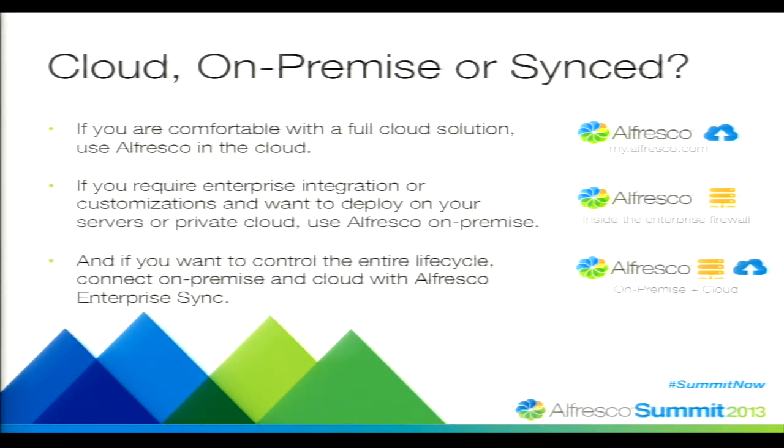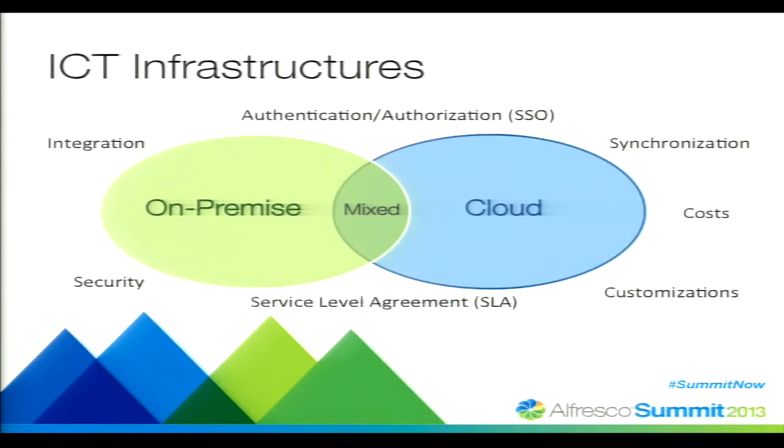And finally, if you want to manage the entire life cycle, connecting on-premise and cloud services, then in this case, you have to have a mixed infrastructure synchronizing the content, okay? So we have on-premise, we have cloud, and we have some factors that, depending on them, we are going to choose one infrastructure or the other one, okay? And in the next slide, we're going to focus on integration, authentication, and synchronization.